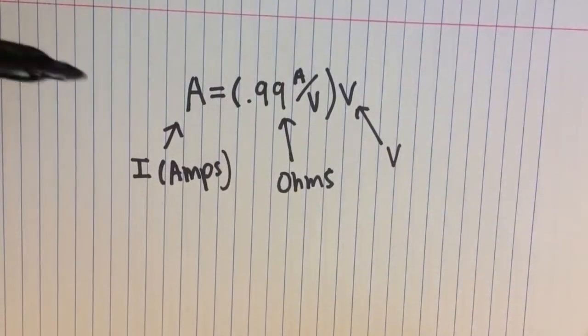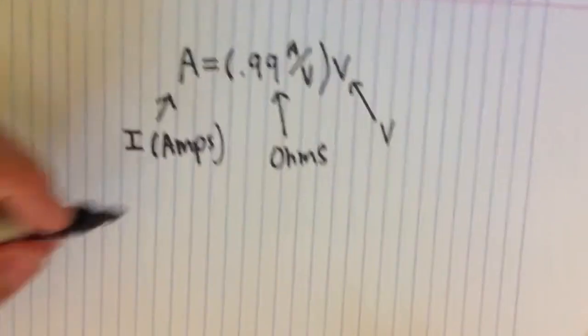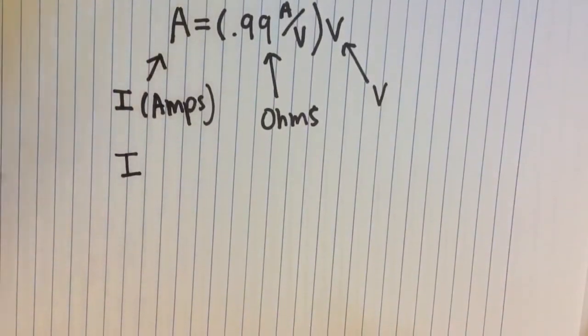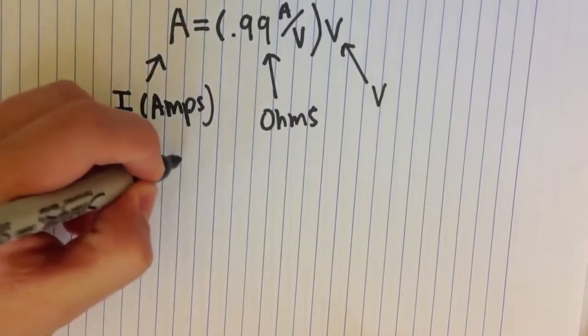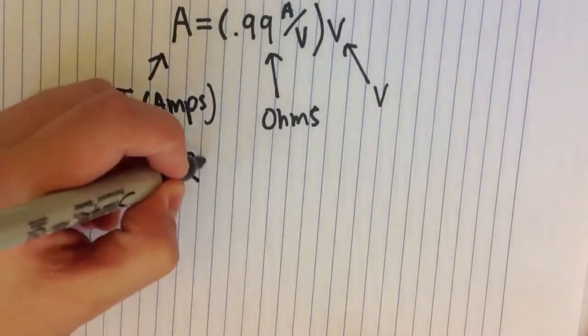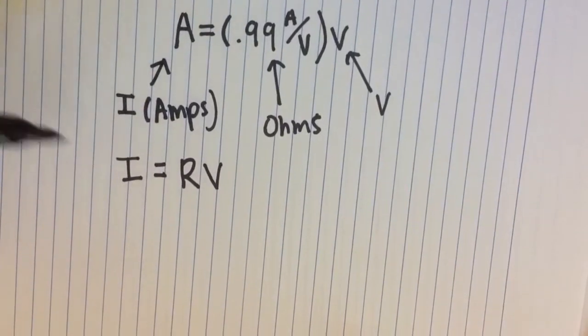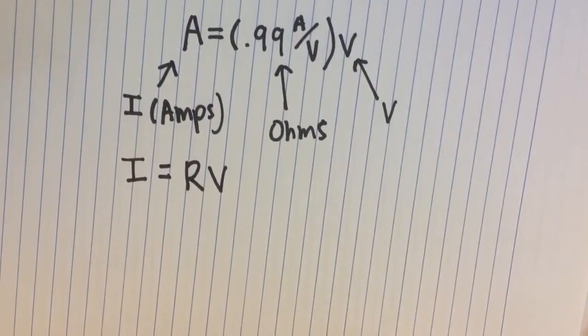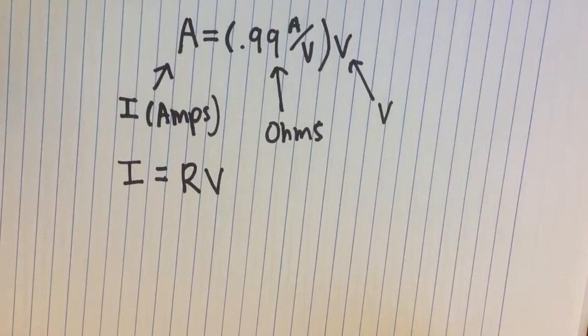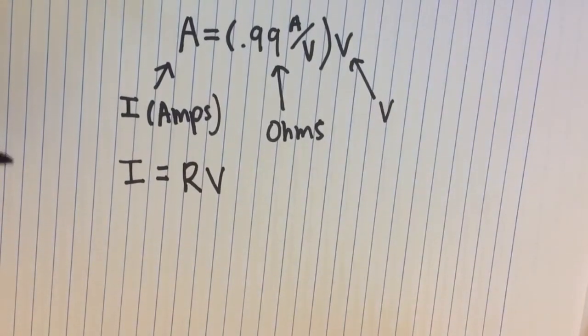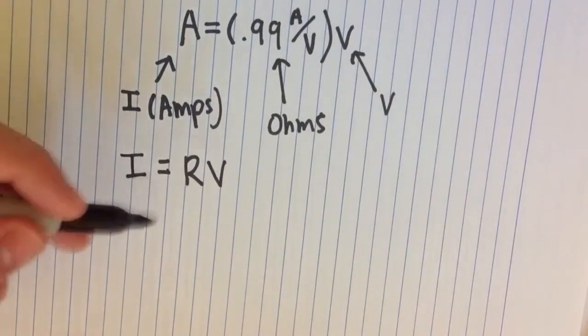So another way we could think about this equation is our current equals the resistance, or the ohms, times the voltage, right? I just replaced 0.99 with R, or ohms. And this right here is the universal equation of Ohm's law. And using this, we can find our other 2 variables.